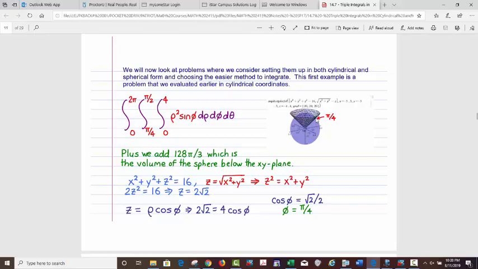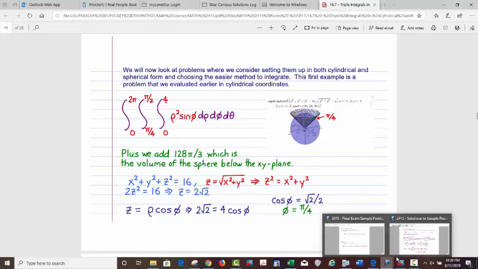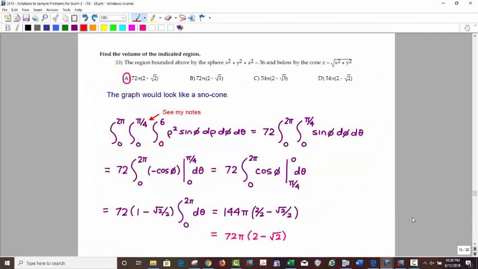The example in the notes was not like this, because we were outside the cone, so it was pi over 4 to pi over 2. So in case you were looking at the notes and you were confused by that, that's the reason, because in this problem we are inside the cone. And then theta would just go 0 to 2 pi. And then for the sphere, the radius is the square root of 36, which would be 6.